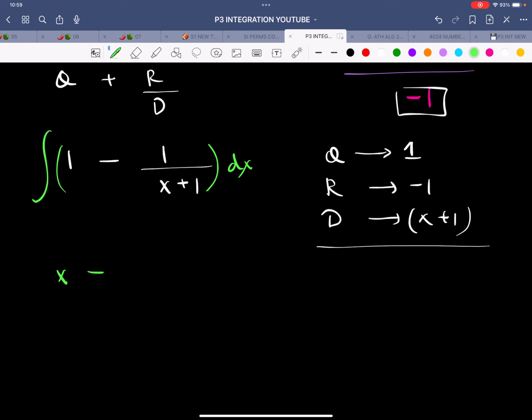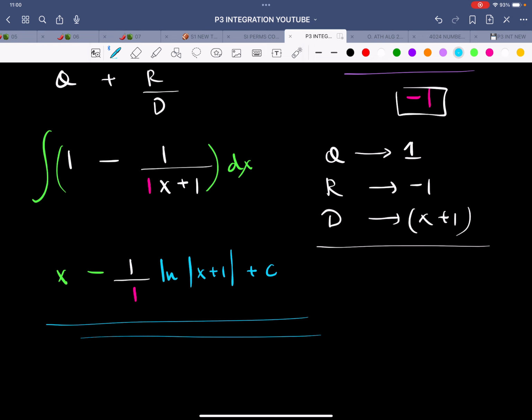This is another application of ln. Let me write 1 over here. So therefore this is 1 over this particular one, which is the coefficient of x. And then what do we have? We have ln, and this is modulus of x plus 1 plus a constant of integration c. So that's how this is done.